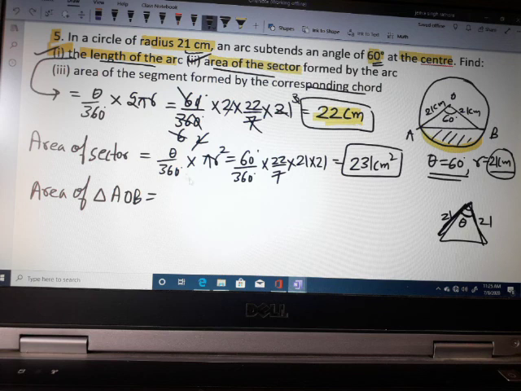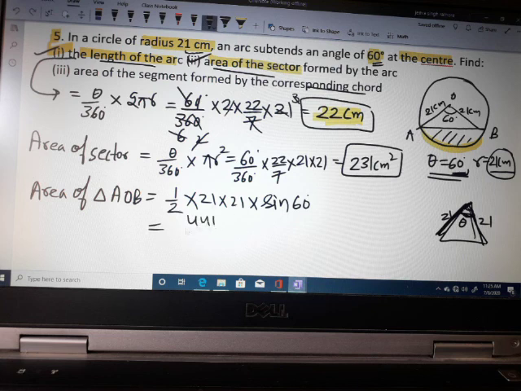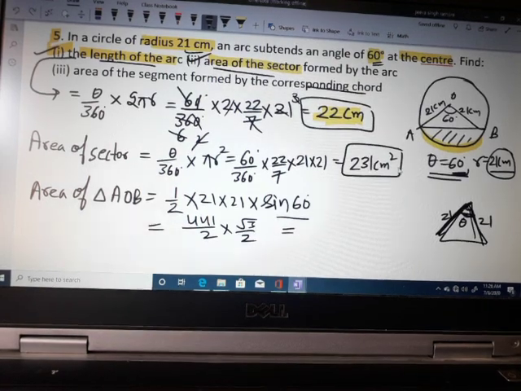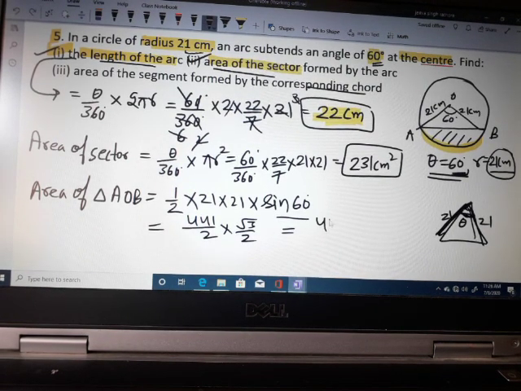So you can easily find the area of the triangle equals 1 by 2 into this side and this side, 21 into 21 into sine of the angle between them. What is the angle? Theta, 60 degrees. After solving that, 441 by 2 into sine 60 degrees. From the trigonometry table you can find this is equal to root 3 by 2. So what will you get as the answer? This will be equal to 441 root 3 by 4 centimeter square. This is the area of this triangle.